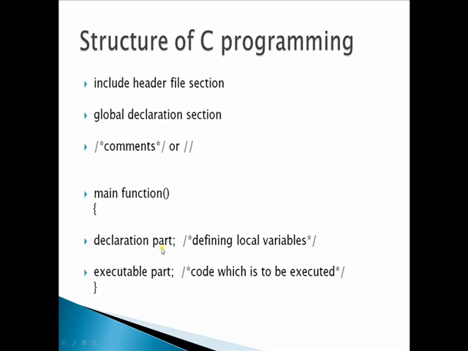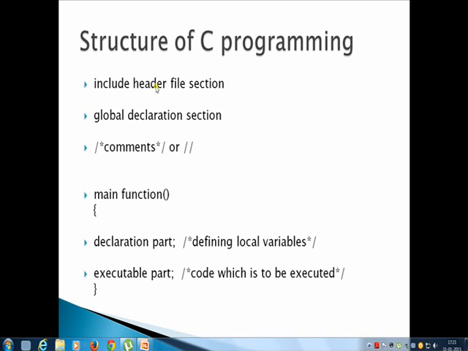Here we have the declaration part, that is for defining local variables. This is the executable part. Here we define the code which is to be executed, and we close the flower brace. Now we will see each line in detail.